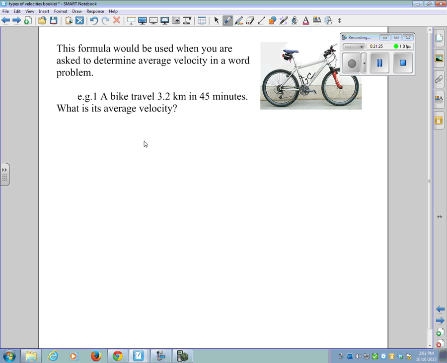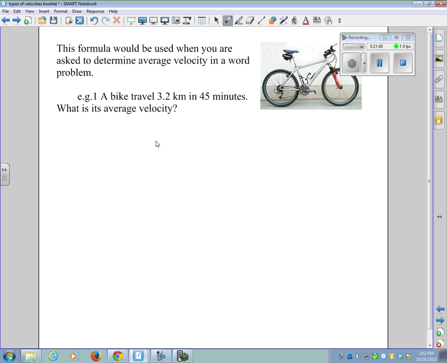This formula will be used when you're asked to determine average velocity in a word problem, and it's not at a constant speed. For example, a bike travels 3.2 kilometers in 45 minutes. Does the bike travel at the same speed the entire time? No, we don't know, but it's not likely. So, what is its average velocity?